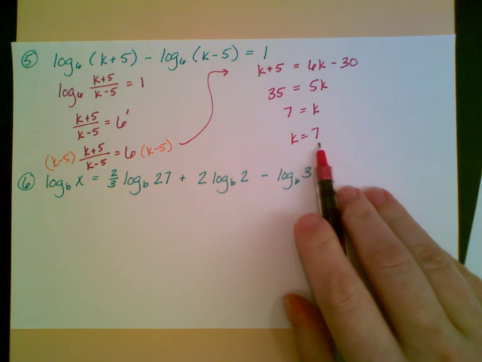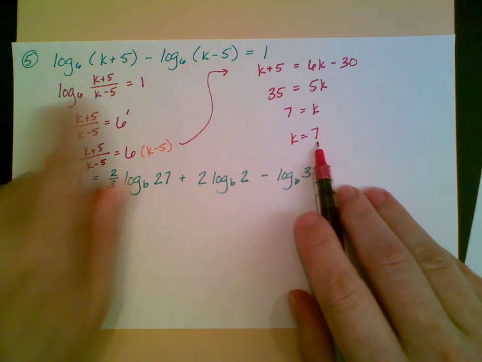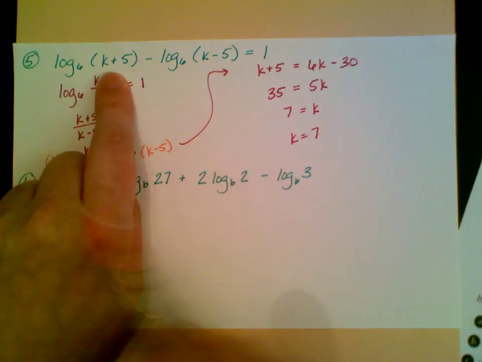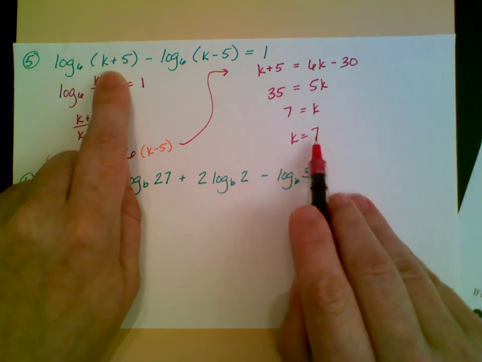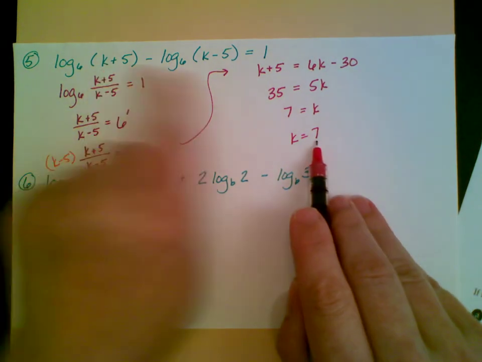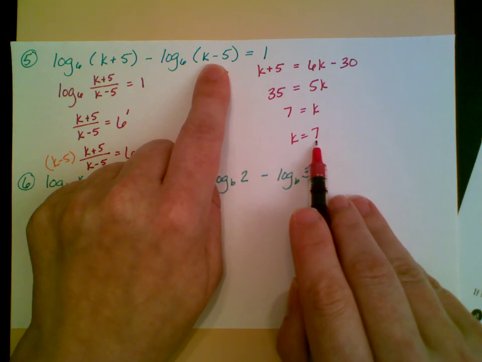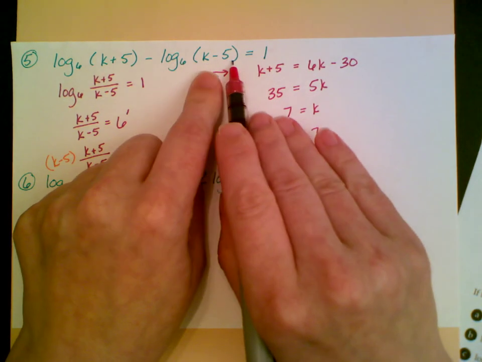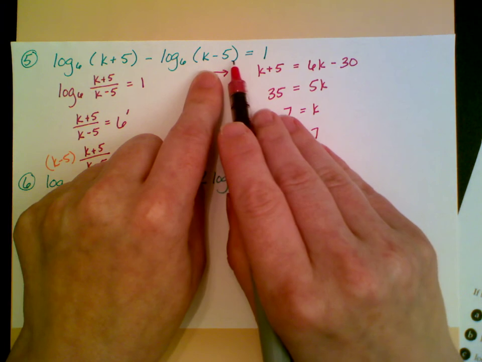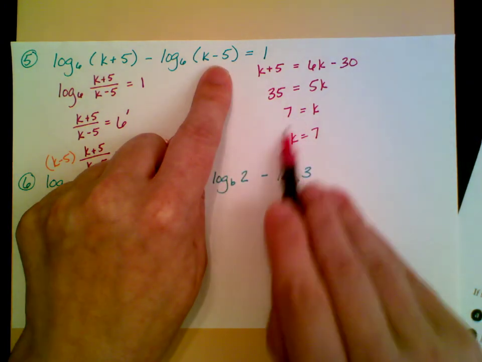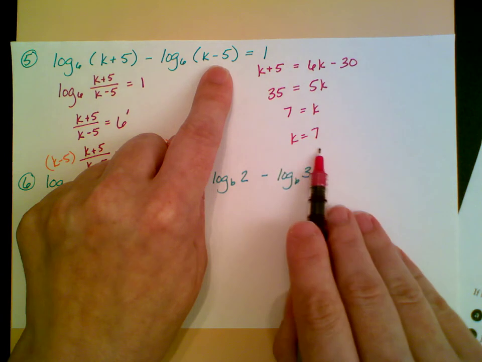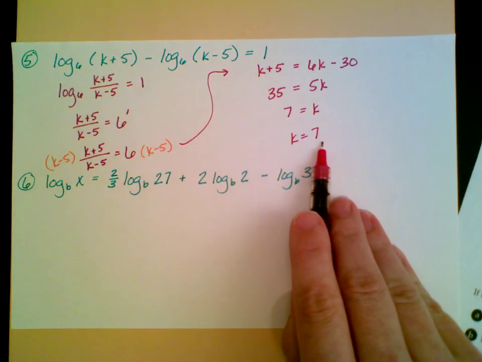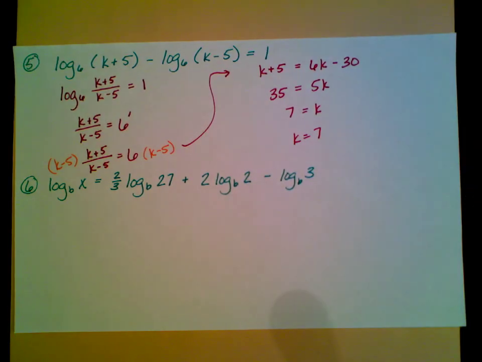Now even though I got a positive number as my result, since my inputs for my logarithms have stuff going on, I do need to check. So 7 plus 5 is positive. 7 minus 5 is also positive. Now, if this had been a k minus 10 or something, then 7 minus 10 would be negative. And in that case, I would have to throw this away even though 7 is a positive number. But this is perfectly good for the inputs that this problem has. So that is our solution to number 5.